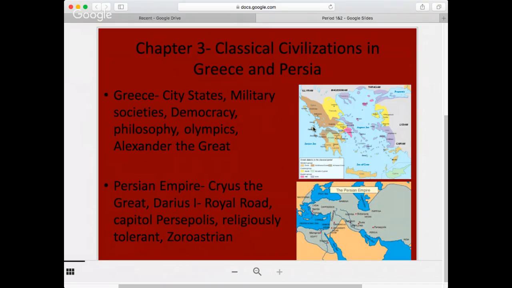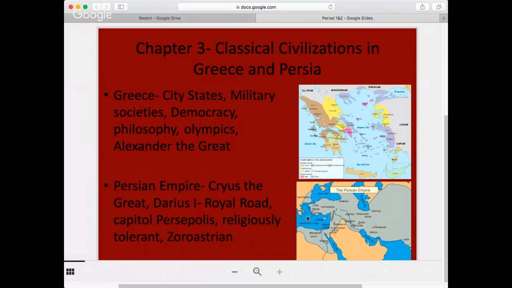And one way that they tried to unite all of Greece is that every couple of years they would have the Olympics. All the different city-states would come and they would have these games against each other. And that was also a way to kind of prevent war because you would have these games instead. Alexander the Great eventually takes over this area.